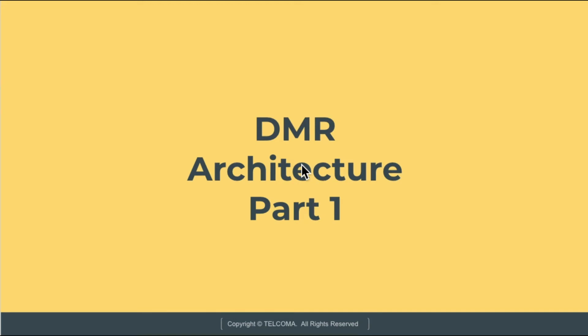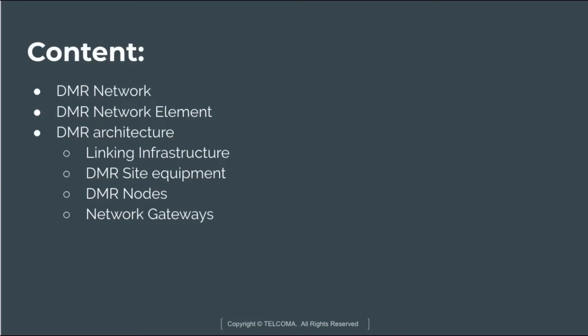So today we are going to discuss DMR architecture. In this chapter we will discuss the DMR network, then the DMR network elements, and then the DMR architecture, like the linking infrastructure, DMR site equipment, DMR nodes and the network gateway. So let's start discussing the DMR network.